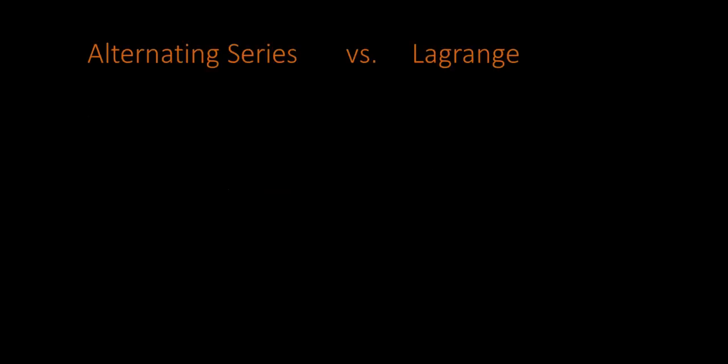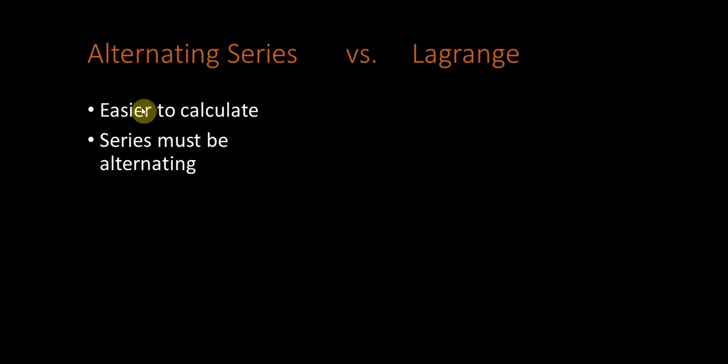Okay? And then I'm going to conclude this video with a comparison of the alternating series error bound and the Lagrange error bound. So we have two methods here of finding error of infinite series, or finding the remainder of infinite series. So let's compare them. Well, if you want to use the alternating series error bound, it's a little bit easier to calculate, I think, but the series must be alternating. So that's one very big caveat. And it uses non-zero terms. So I refer you to the previous several videos where, using the alternating series error bound, we just look at the non-zero terms.